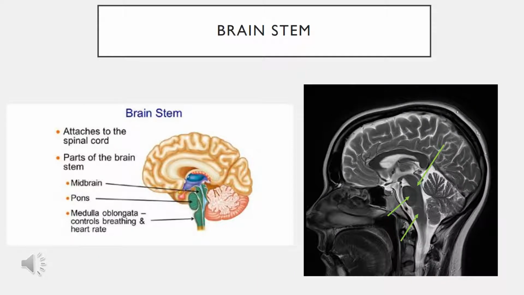The brainstem is the connection from the cerebrum to the spinal cord. It contains our midbrain, our pons, and our medulla. So notice that the pons and medulla are part of the brainstem and the hindbrain. 2 different sections there.